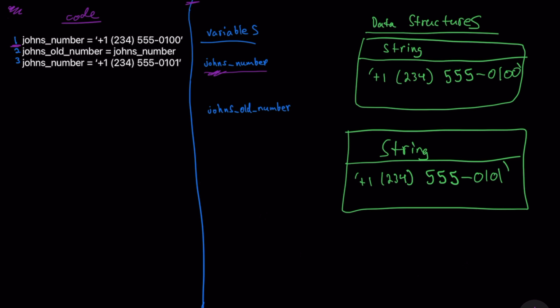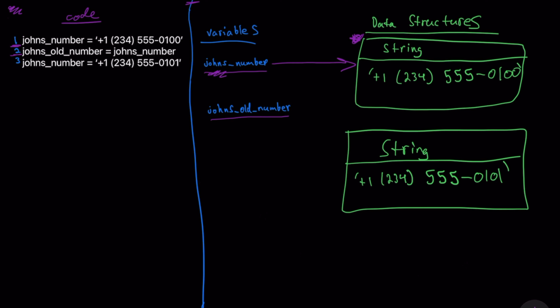So we have our variable and we have our data structure, and we want to assign the variable to the data structure. So to do that, we're going to represent this with this arrow. And this is just saying John's number refers to this place in memory that holds this string data structure. So this is what our memory model looks like after the first line executes. Now the second line, we're saying John's old number equals John's number. So we're introducing a new variable, John's old number, and we're making it refer to John's number.